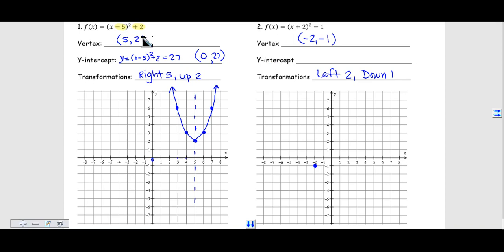Notice, and I don't think I referred to this in number 1, but neither one of these has an A that is written. Both of them have an A that is implied. It's a 1. And if the A is 1, I do not have any vertical stretch or compression. So that's why I did not write that for either one of these transformations.